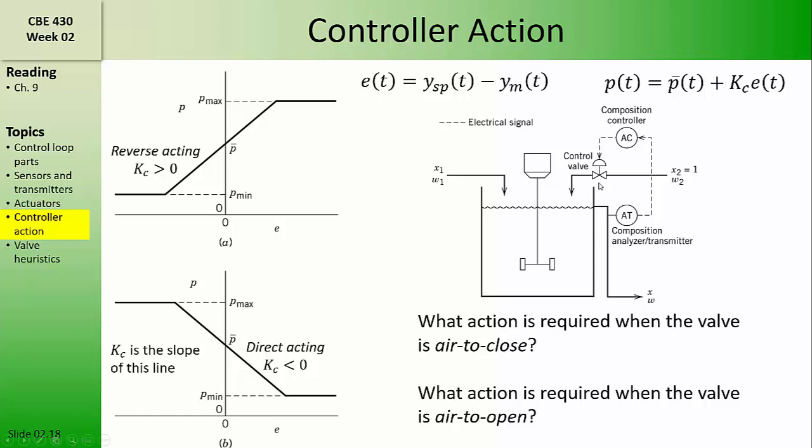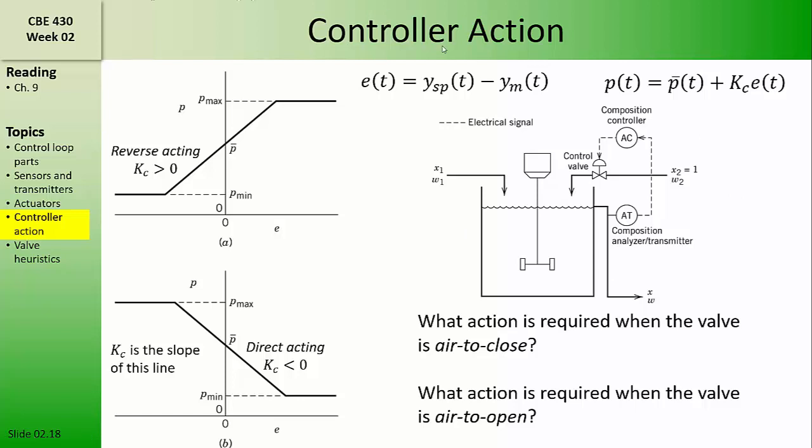If the valve instead were air to open, then the sign at the control valve would be positive. In order for the control loop to provide negative feedback, we need an odd number of negative signs in the control loop, including the process, the analyzer transmitter, the controller, and the valve. You can consider additional alternatives, such as having the control valve on W1 instead of on W2, which might change the sign of one of the other elements of the control loop.